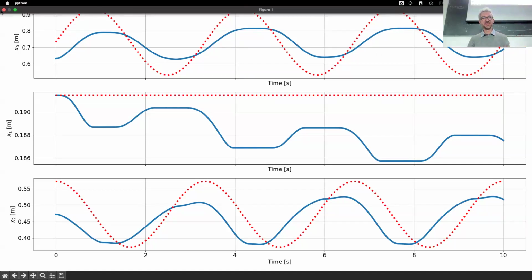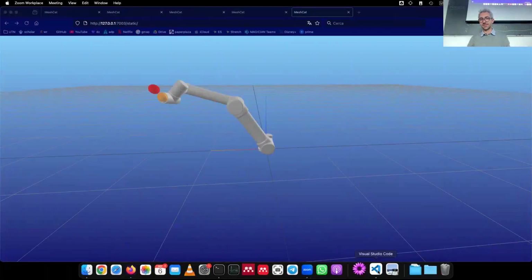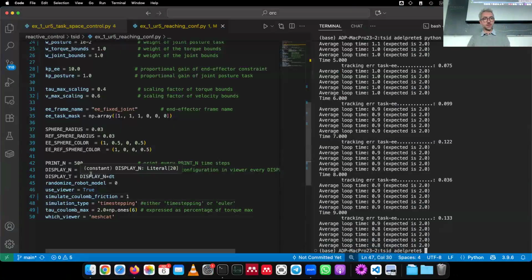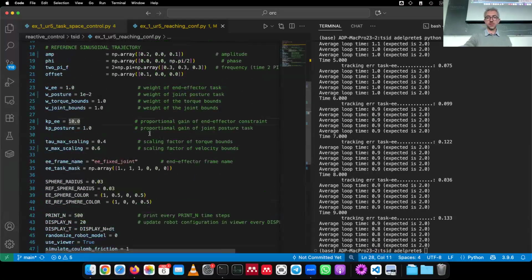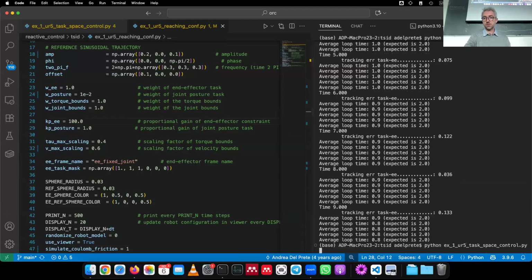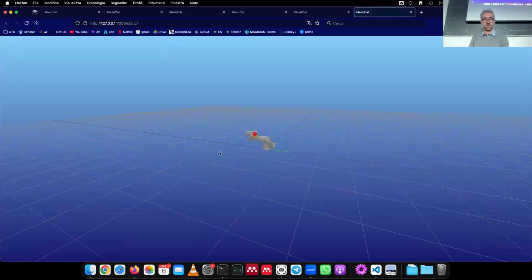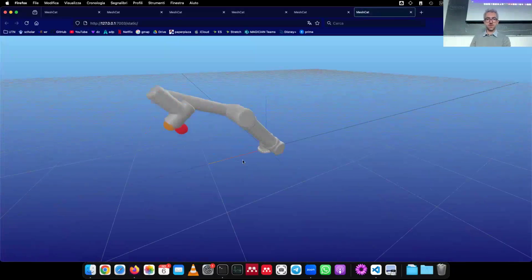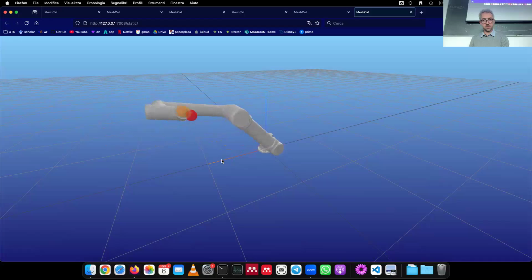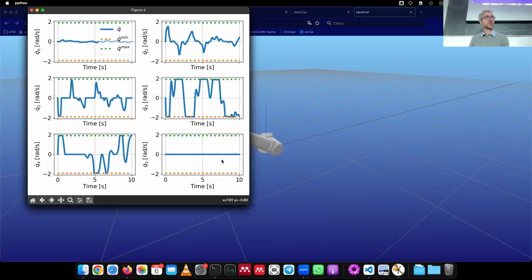Same old: increase the gain. Let's go big. We set it to 100. Try again. You can see it's a difficult task for the robot. It really has to struggle to get it.